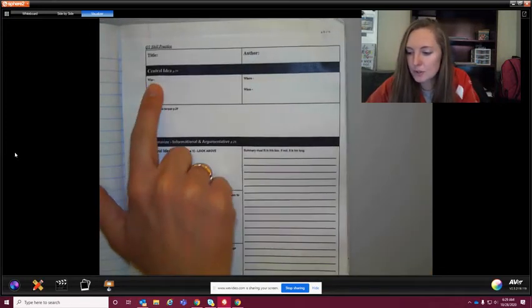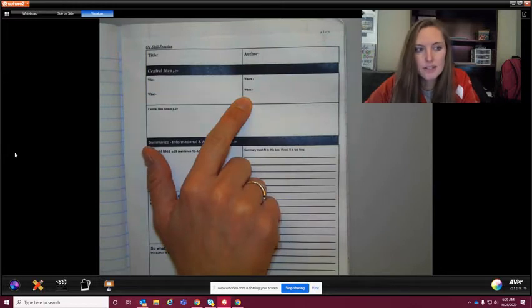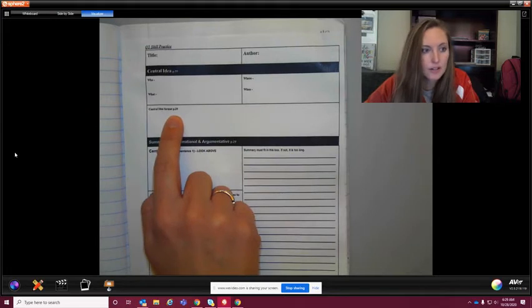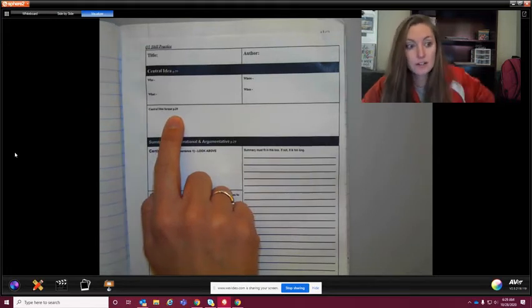So central idea says who, what, where, and when. It's going to be a one sentence thing, and then you'll end up writing that central idea here. Again, it says central idea format is on page 29, which is what I just got done showing you.